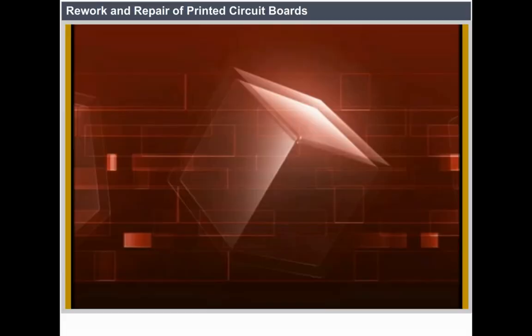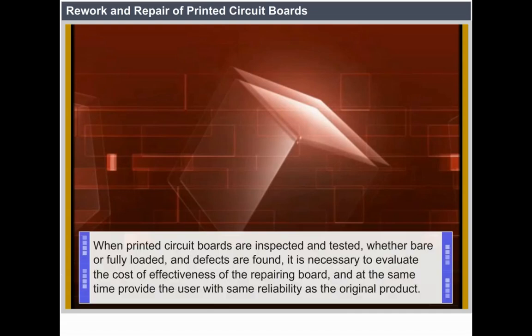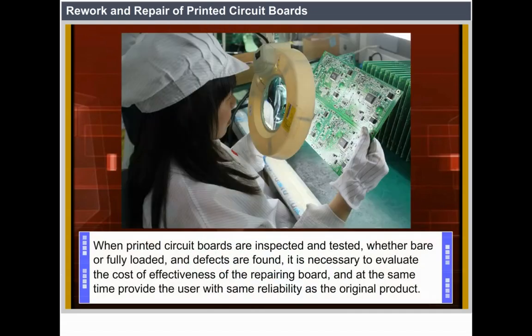Rework and repair of printed circuit boards. When printed circuit boards are inspected and tested, whether bare or fully loaded, and defects are found, it is necessary to evaluate the cost effectiveness of repairing the board and at the same time provide the user with the same reliability as the original product.